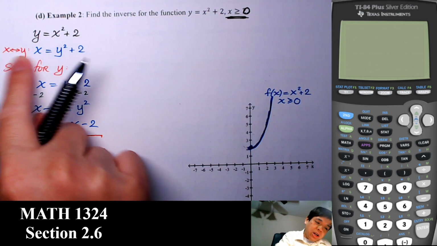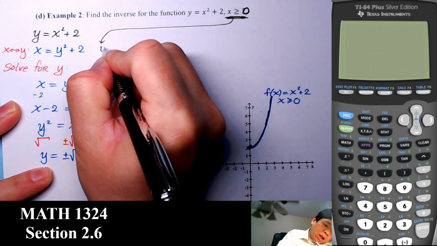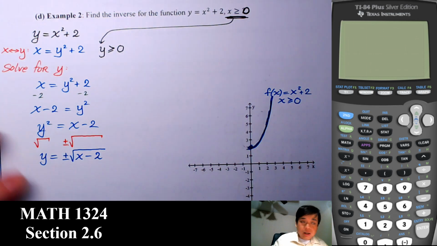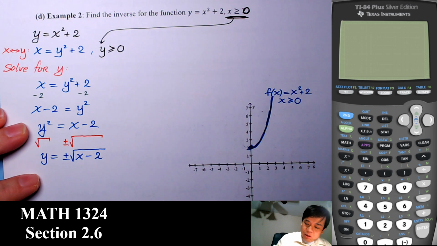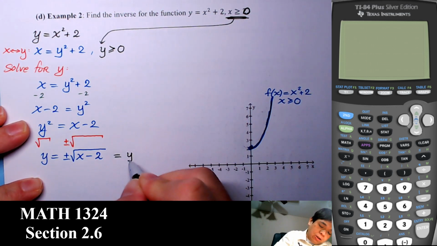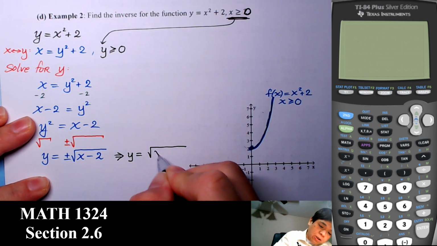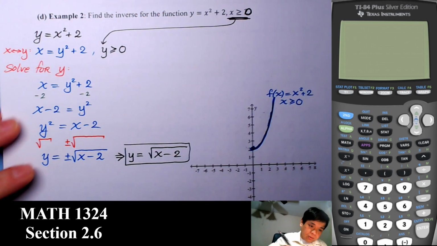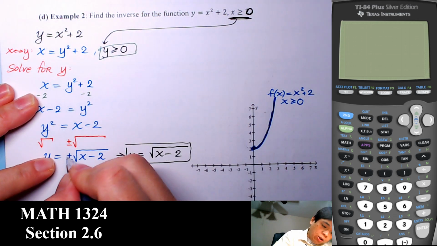So when we interchange x and y, the x here becomes the y, which has to be greater than or equal to 0 as well. So if that is the case, if y is greater than or equal to 0, we have to choose the positive. So like that. Once again, because y is greater than or equal to 0, we want to pick positive.